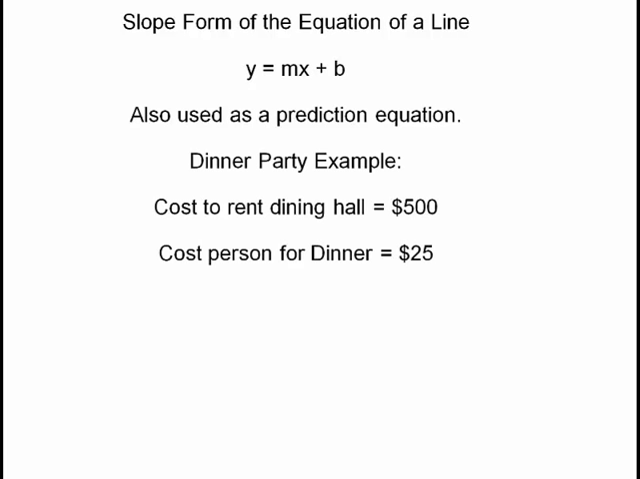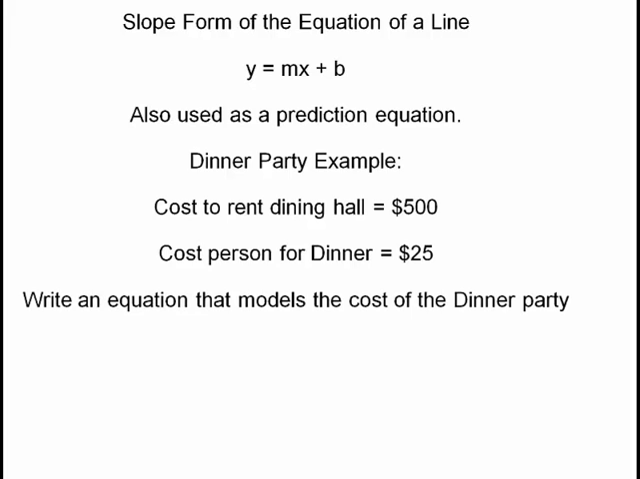So, for example, let's look at a dinner party example. If we're given the cost to rent the dining hall, and that's with all the amenities, to be $500, and the cost per person for the dinner is $25, how would we model this situation so that we can determine what the total cost for the dinner party is given this information? So we write an equation that models the cost of the dinner.